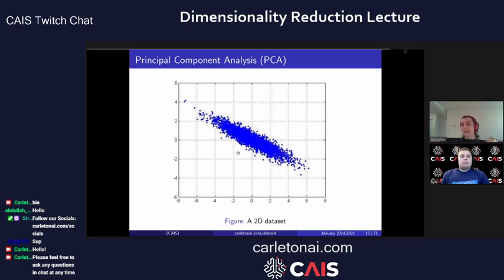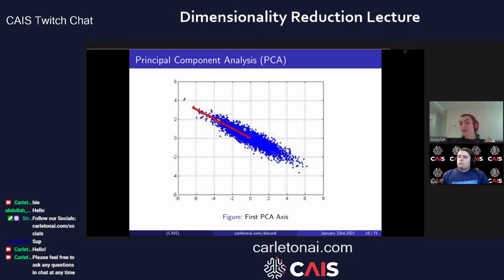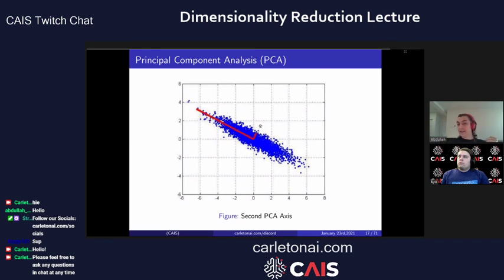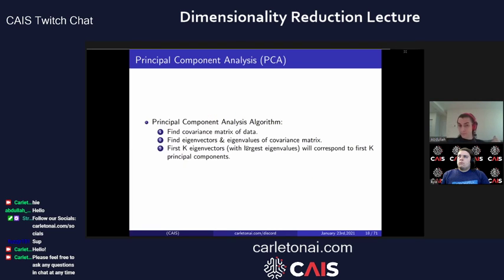So if you have a data set that looks like this, you see that the greatest variance is along this vector, along this line. So the first principal component would be the red one, right? While the second greatest variance in the data is along this line. So this is where you'd have the second principal component. That is basically what PCA will do.